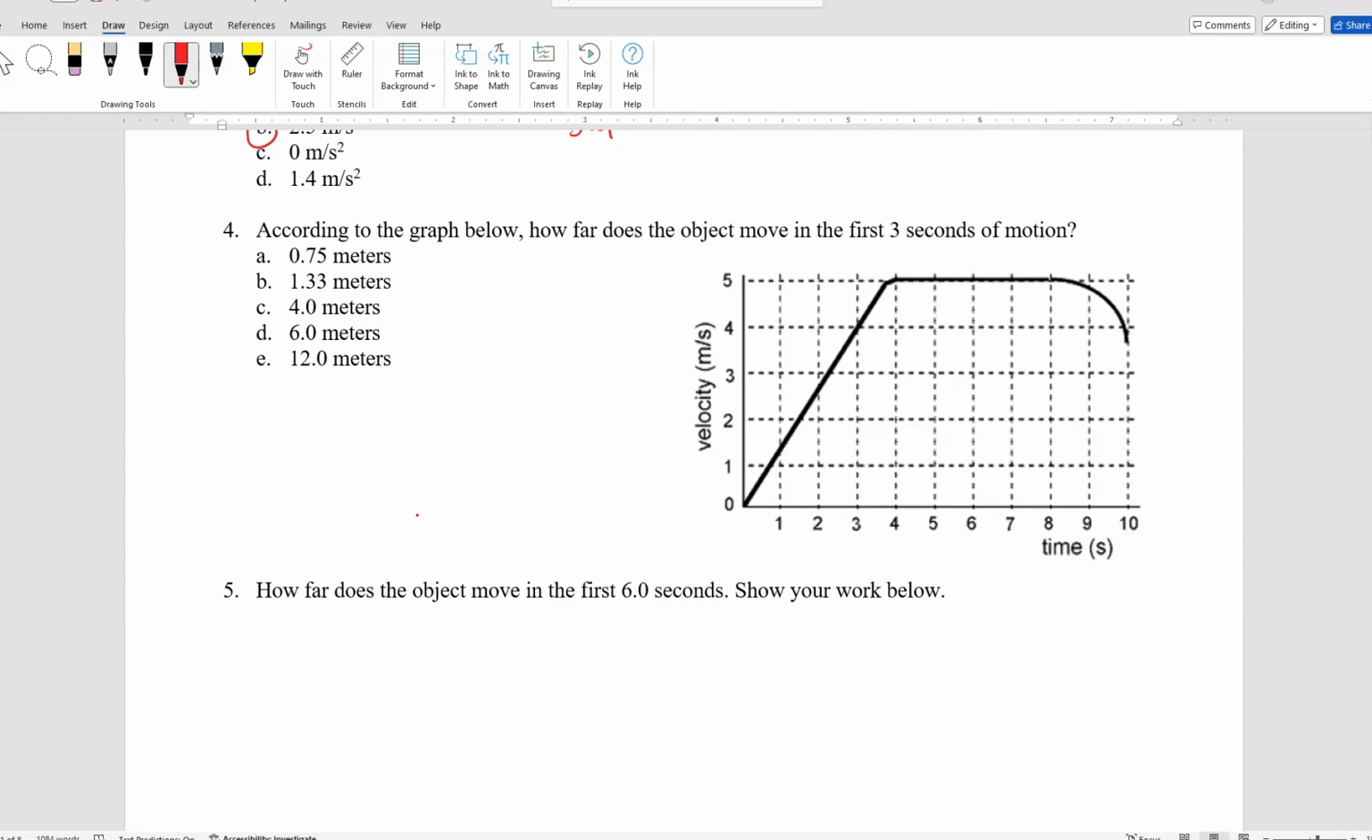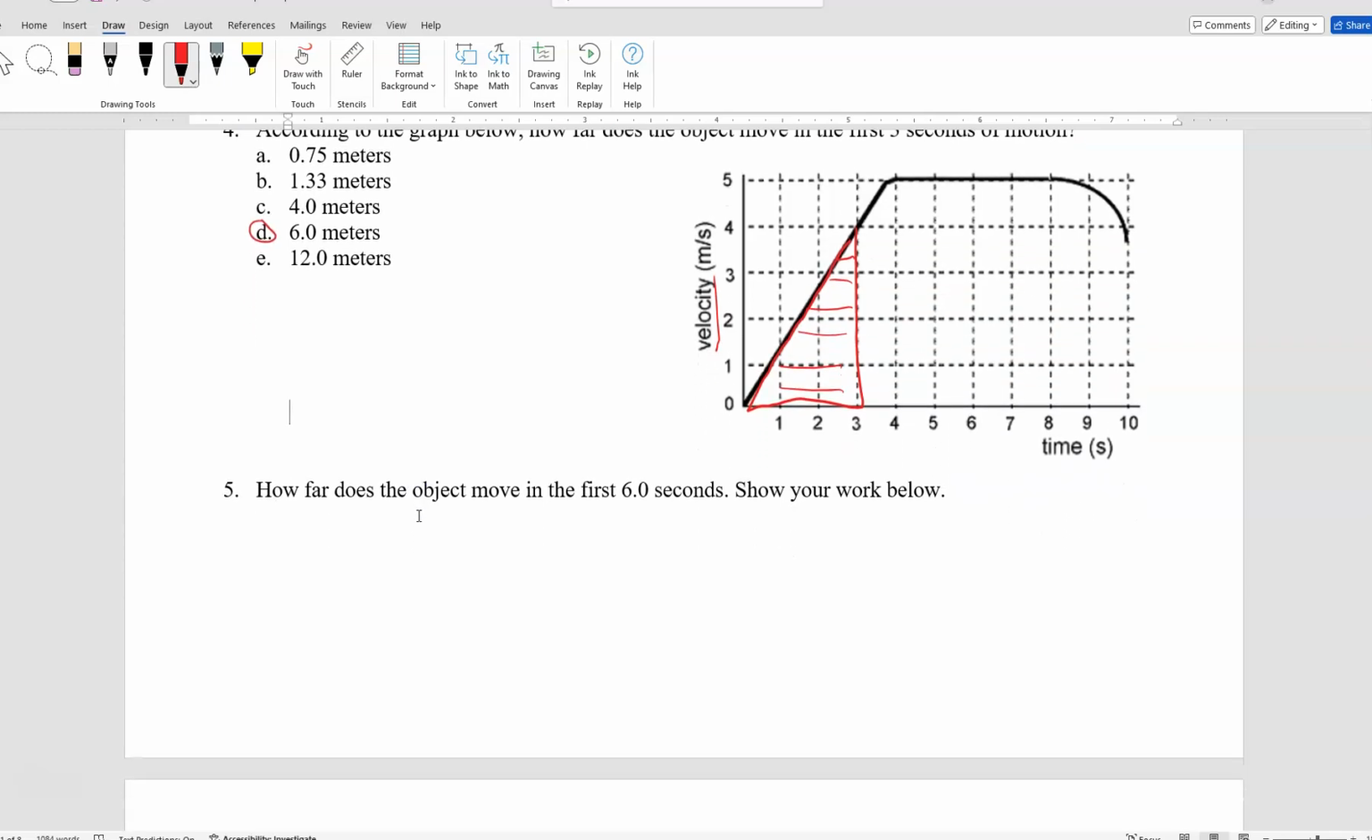Number 4 says, how far does the object move in the first 3 seconds of motion? Again, this is a velocity versus time graph. When I see that, I immediately think shading. So in the first 3 seconds, I see that triangle right there. So I do 1/2 base times height, 1/2 times 3 times 4, and that should get me the answer D, 6 meters.